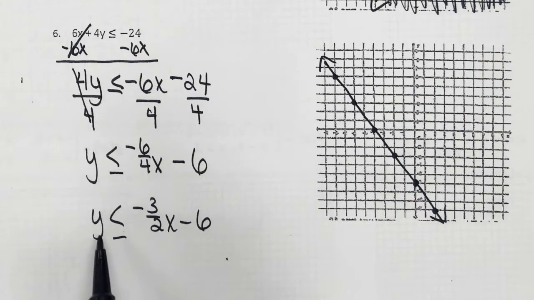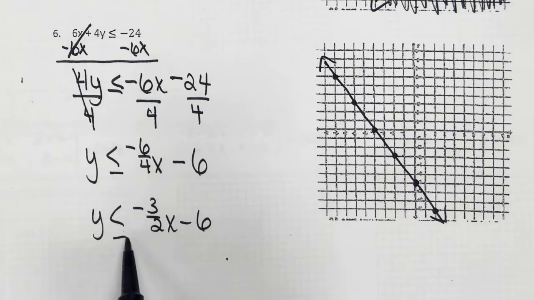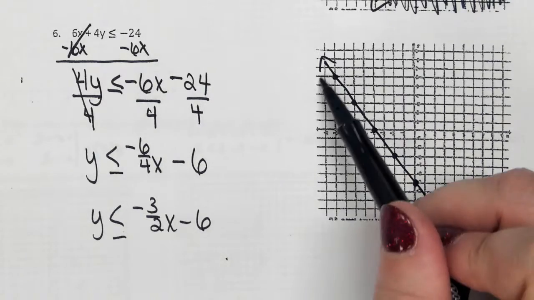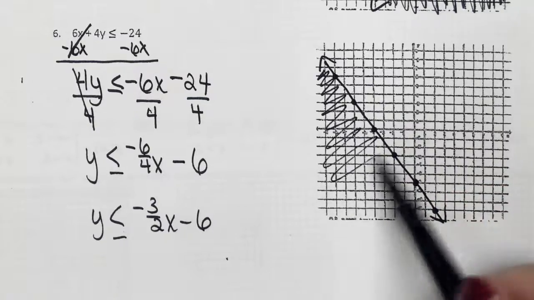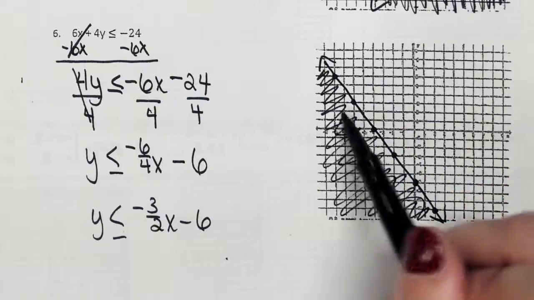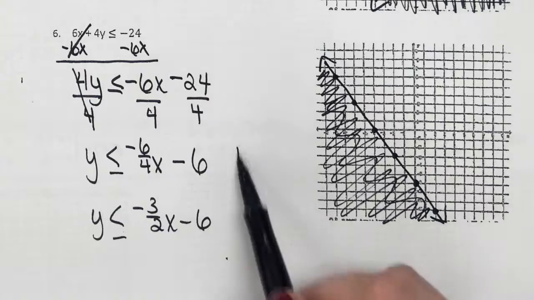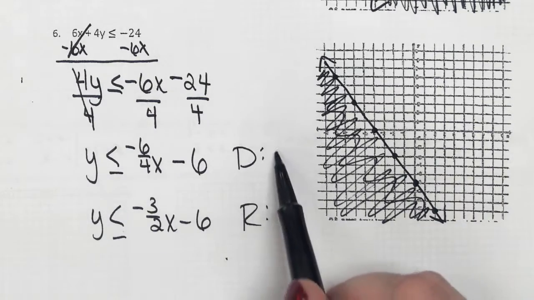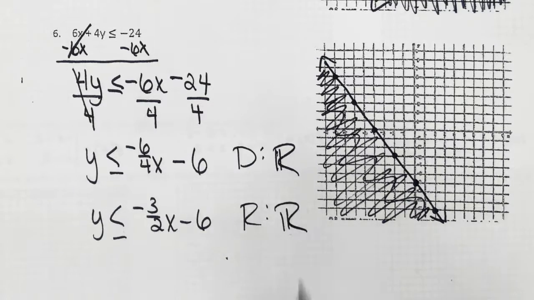And just read what it says. It says y is less than or equal to. So where do your y's get less than? Up or down? Down. So anything below that line. And that's it. We're going to do domain and range. What's domain and range? All real numbers. Anything with a slope has all real numbers for both of them.